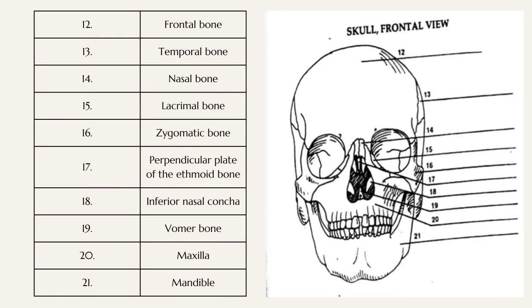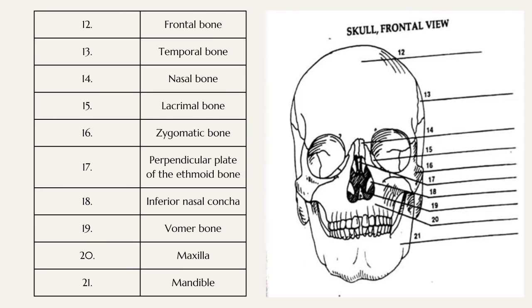So the next to be labeled is the skull, frontal view. Number 12 is frontal bone. Number 13 is temporal bone. Number 14 is nasal bone. Number 15 is lacrimal bone. Number 16 is zygomatic bone.